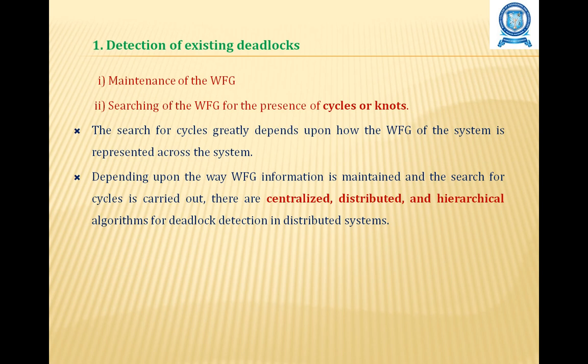In distributed systems, a cycle or knot may involve several sites. The search of cycles greatly depends on how the wait for graph is represented across the system. Depending upon the way wait for graph information is maintained and the search for cycles is carried out, there are centralized, distributed and hierarchical algorithms for deadlock detection in distributed systems.